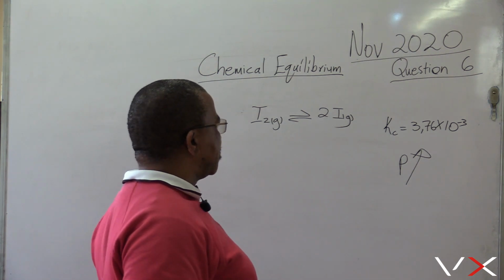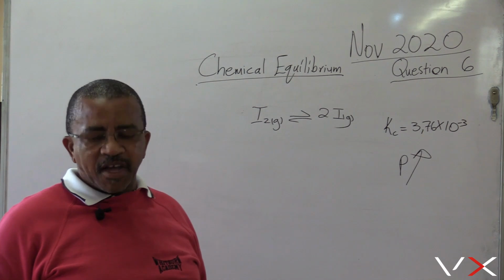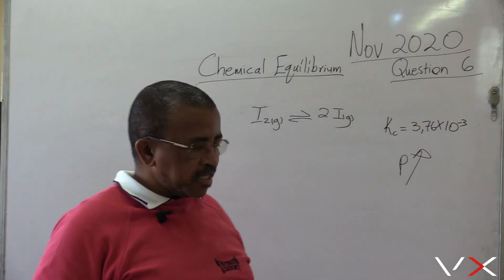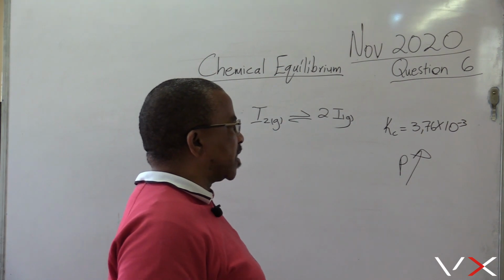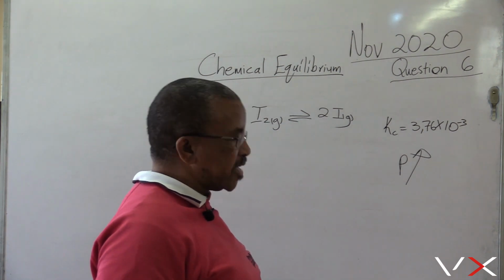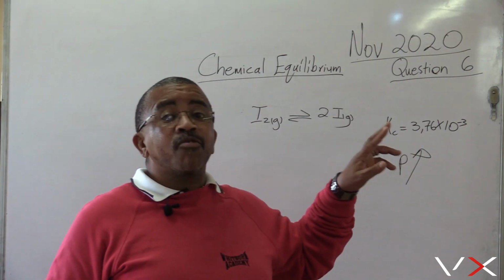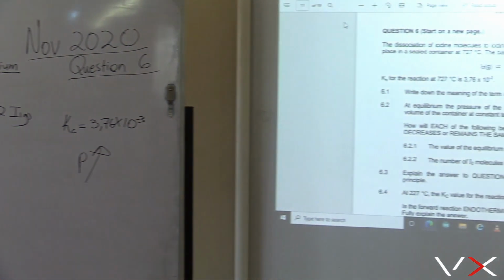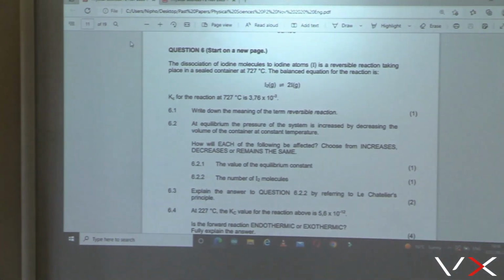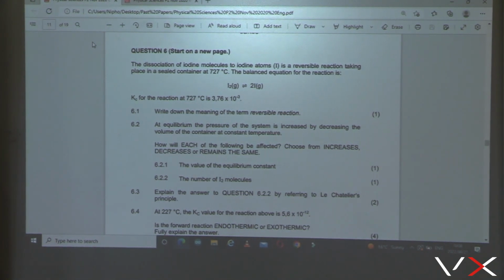The value of equilibrium constant, we know the equilibrium constant is only affected by a change in temperature, not pressure, so it won't be affected. So the correct answer is remain the same. Don't write that it won't be affected, you see the marks are in the big words here. When you say it won't be affected, it is not the same. Those are instructions: choose from increases, decreases, or remain the same.